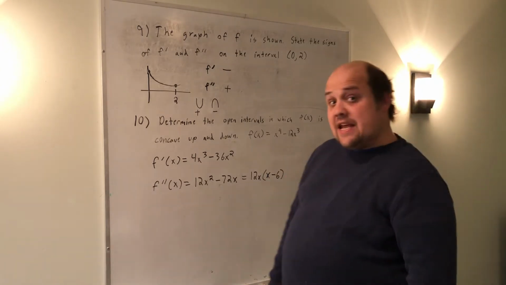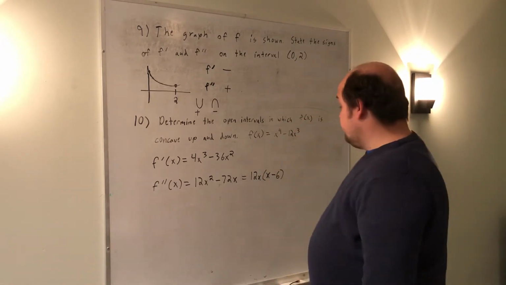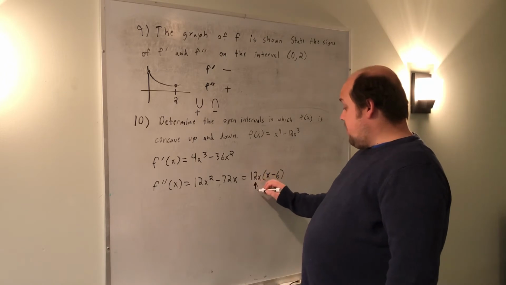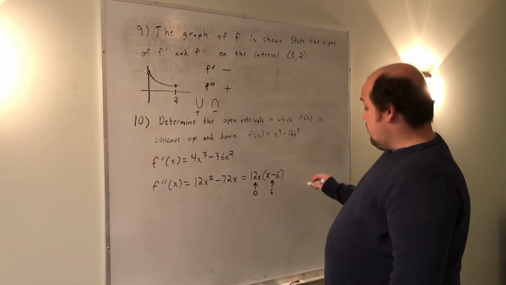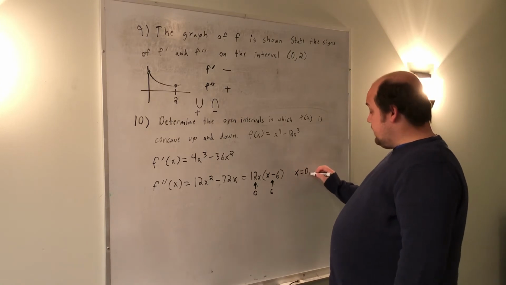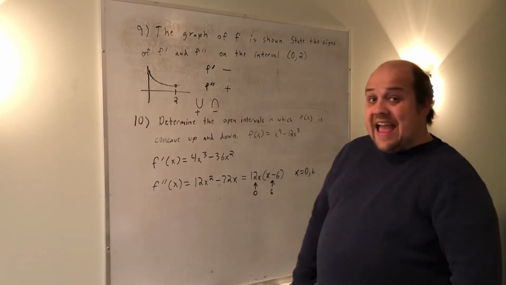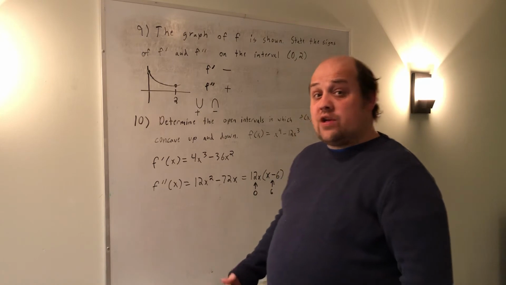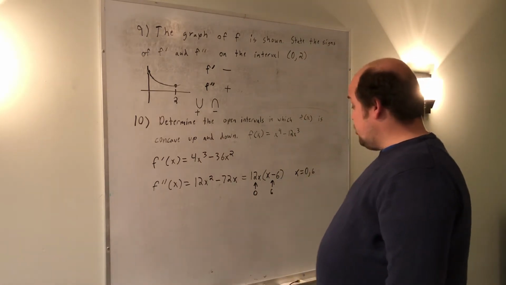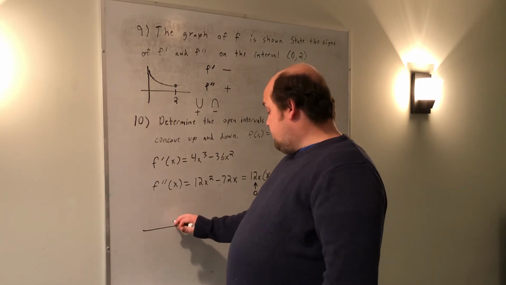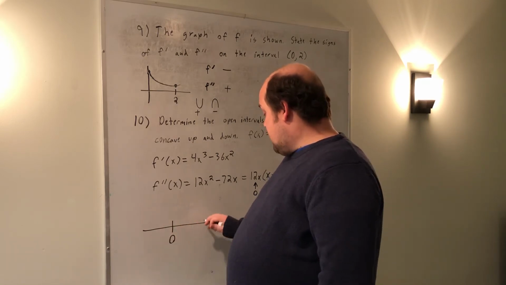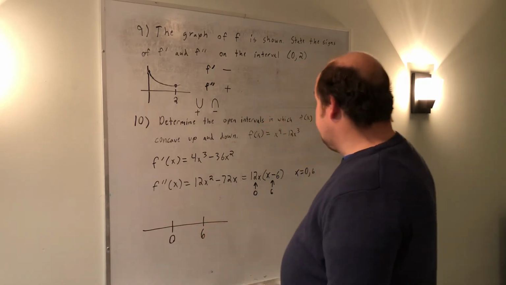I now need to say what makes this 0. So there's two things that make it 0. I can plug 0 in here, or I can plug 6 in here. So x equals 0 and 6 are candidates for points of inflection or times where the concavity could change. I set up my second derivative number line with these points 0 and 6 labeled.